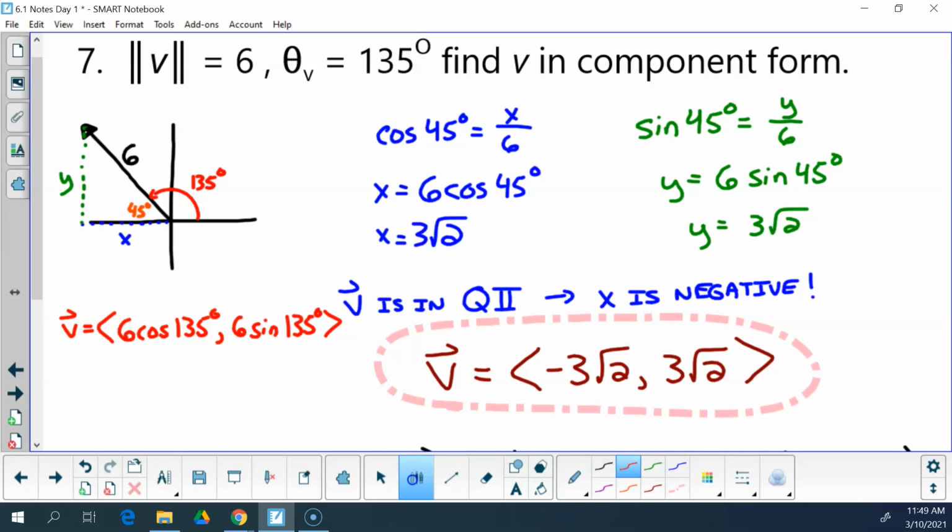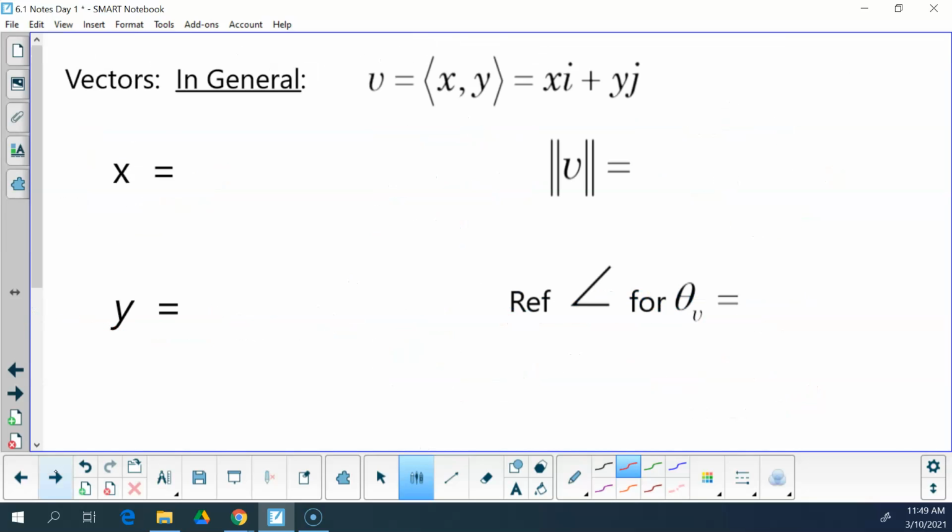At the bottom of that page on your purple sheet is an in general. I'd like to fill that in as the last thing we do here today. Okay? Ignore this part for right now. We'll get to that tomorrow, the I and the J form.